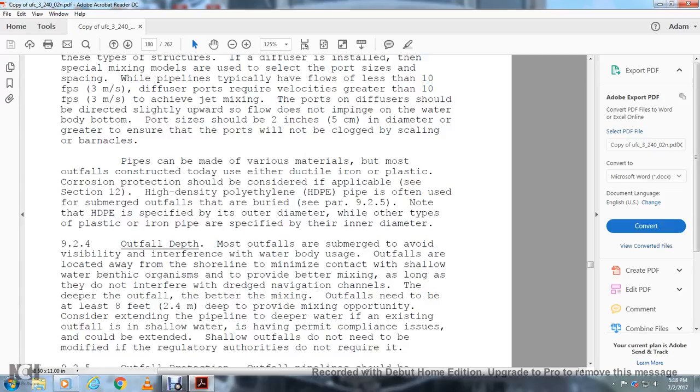High density polyethylene pipe is often used for submerged outfalls if they are buried. Note that HDPE, or high density polyethylene pipe, is specified by the outer diameter, while other types of plastic and iron pipe are specified by the inner diameter.